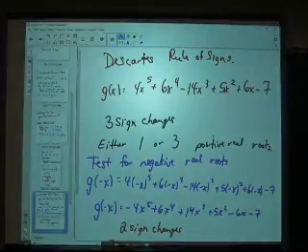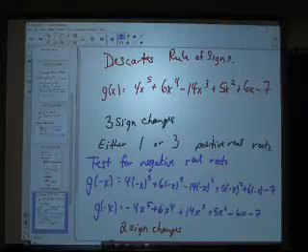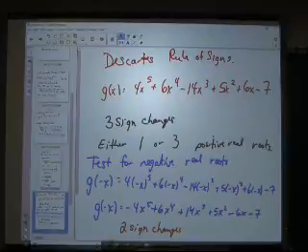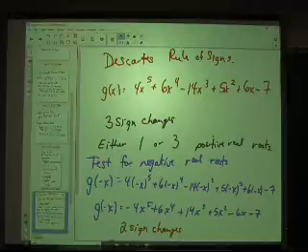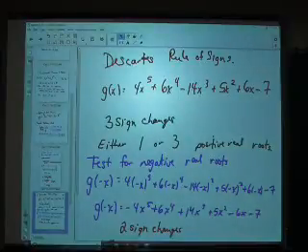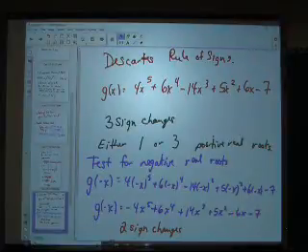Graph the original problem. How many times does it touch the x-axis? 3 times. Of those 3 times, are any of them negative? Are any of them positive? Yep. I know one is positive 1. That's one of the spots. The other 2, are they negative or are they positive? Negative.